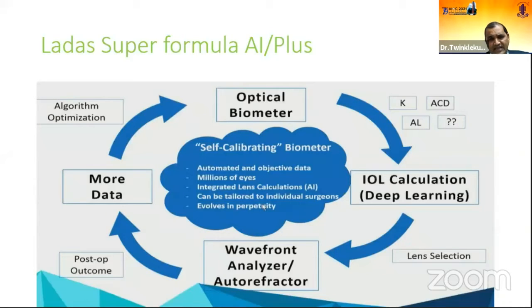And once you select the lens, do the implantation, and the wavefront analysis, that data has to be submitted into optical biometry. So the results, now the newer optical biometers are coming up in such a way that the Ladas Super Formula will keep updating by itself for the upgradation.